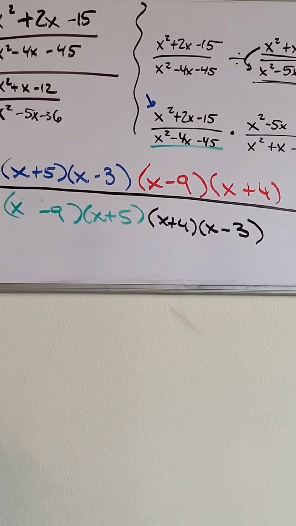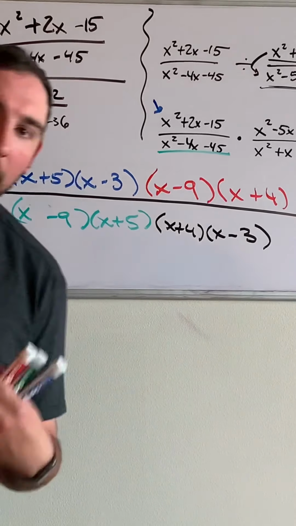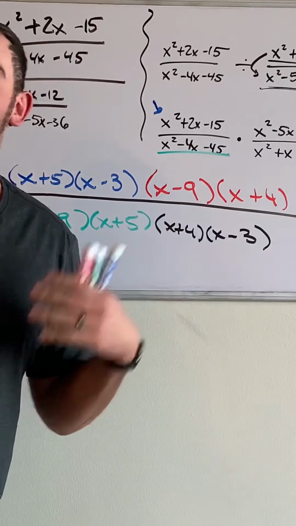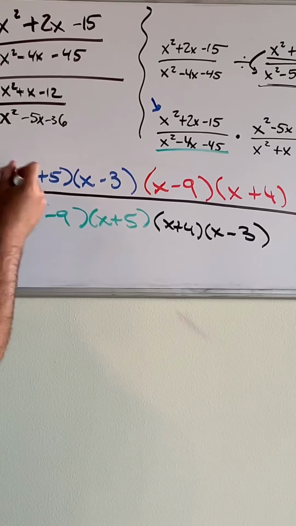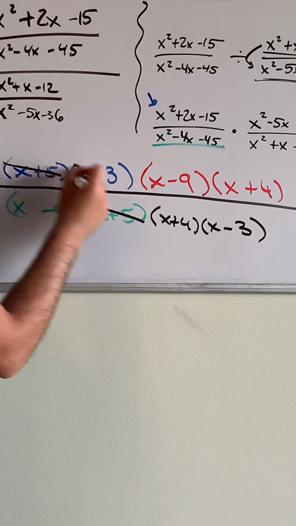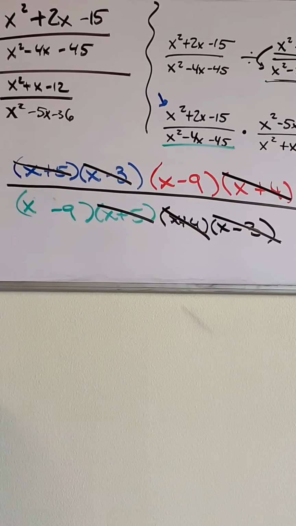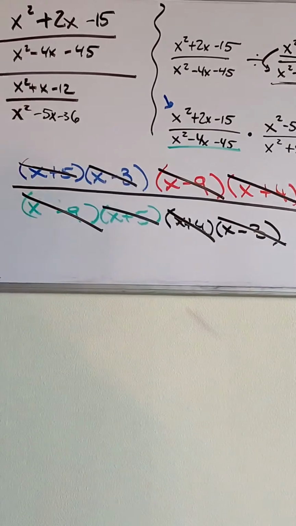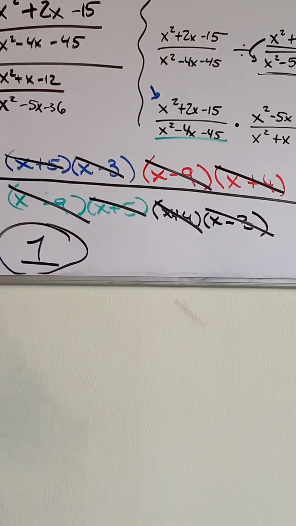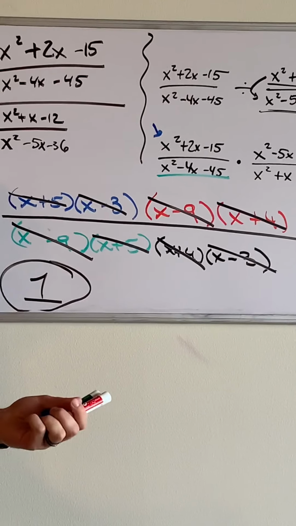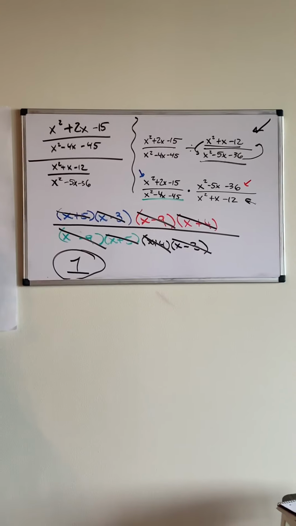Now you're probably sitting there at home so excited because you're like, I see the cancellations, I see the cancellations. Now you know how I feel, okay? Being a math teacher, you just get all riled up for things like that, okay? So I have x plus 5 and x plus 5, they cancel. X minus 3 and x minus 3, they cancel. X plus 4 and x plus 4, they cancel. And x minus 9 and x minus 9 cancel. When everything cancels like that, your final answer is 1. If they don't all cancel, then just whatever you have left on top and whatever you have left on the bottom is your final answer.